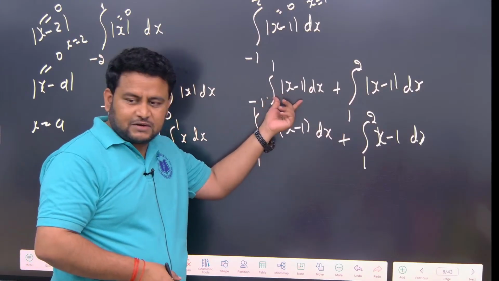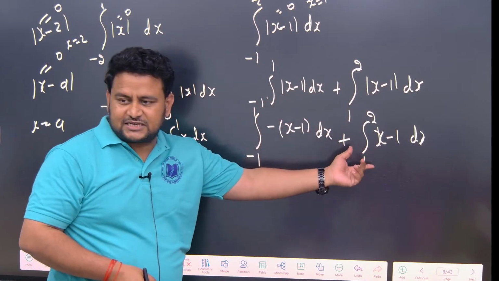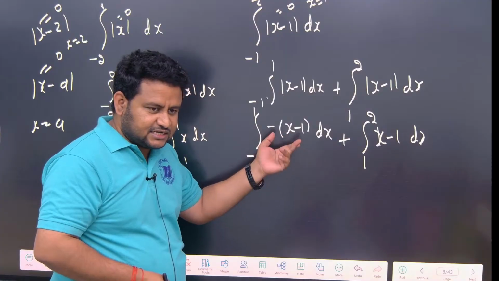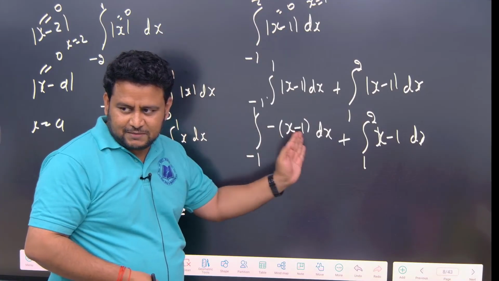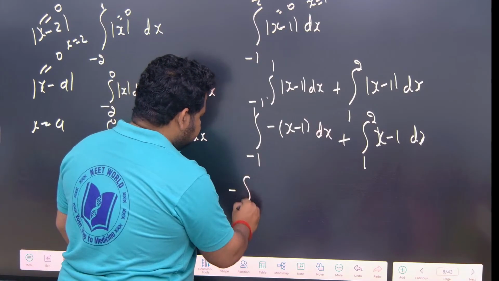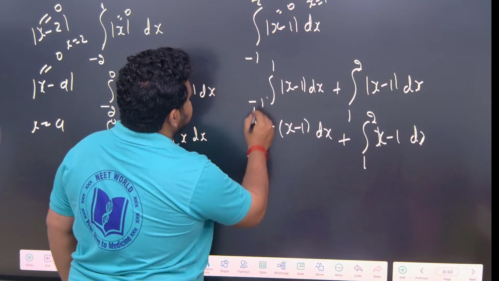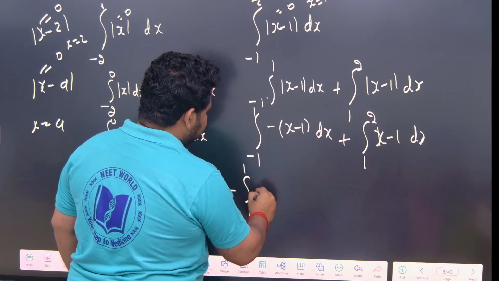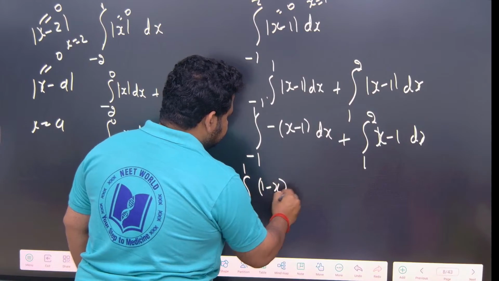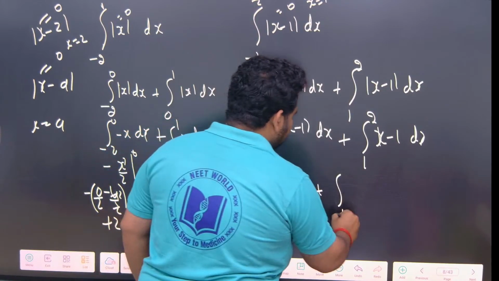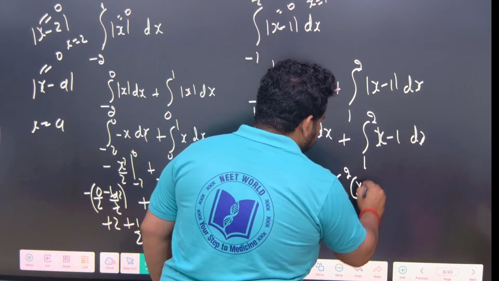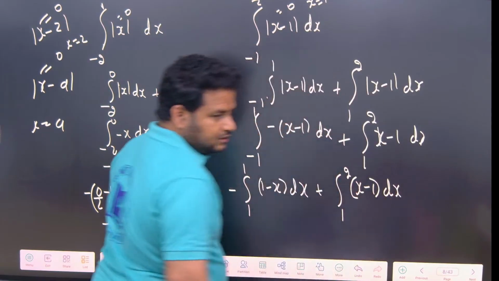So this will become minus x minus 1, and this will become plus x minus 1. Minus x minus 1 I can write as 1 minus x. If I multiply by minus, this will become integral from minus 1 to 1 of 1 minus x dx, and this will become integral from 1 to 2 of x minus 1 dx. Correct?